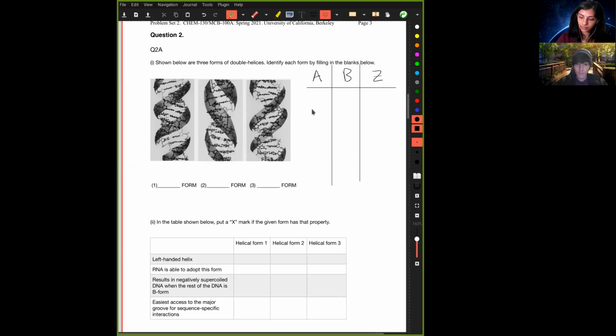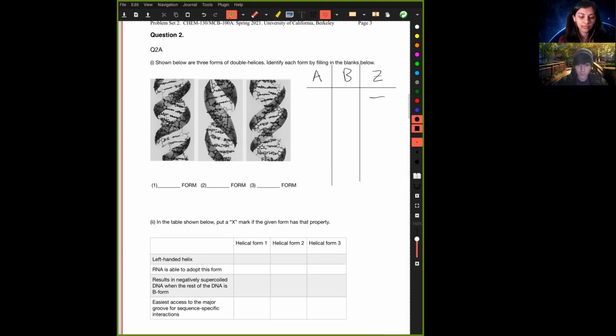All right, so there are three main properties that I want to look at for answering this question. The first of those is handedness. So can anyone tell me which of the three forms is the left-handed version of the helix? Right, yeah, everyone's got it. So the left-handed form is the Z form, and the other two forms adopt a right-handed helix.